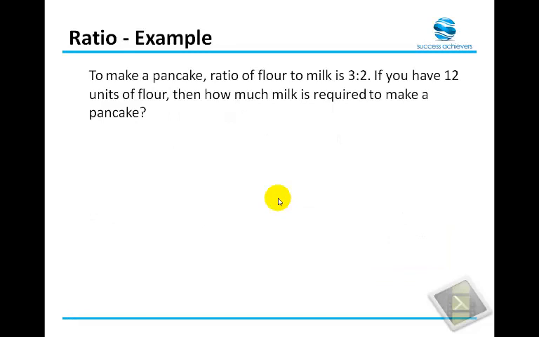Let's take another example. We have to make a pancake. The ratio of flour to milk is given as 3:2. Now, if you have 12 units of flour, how much milk is required to make a pancake? Now, this is a simple example of ratio, right? You have the ratio given as 3:2. So, if the flour is 12 units, which is 3 into 4, obviously you will multiply the second one also with 4. So, 3:2 becomes 3×4 : 2×4. So, you get the ratio as 12:8. So, for 12 units of flour, the required milk is 8 units.